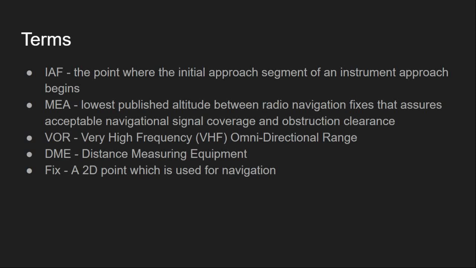Then the VOR, which you should be somewhat familiar with, the very high frequency omnidirectional range. It is a navigational instrument used by pilots, and in the instrument world, it's pretty crucial for some non-precision instrument approaches, as well as for holding. And then DME, distance measuring equipment, measures the slant range distance from your aircraft to the DME. And then the fix is a 2D point, which is used for navigation.